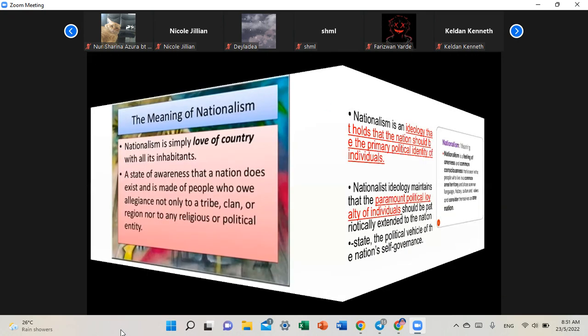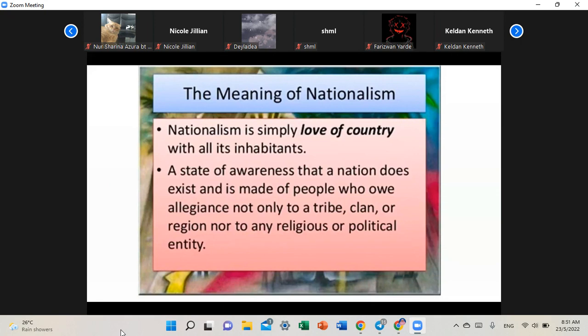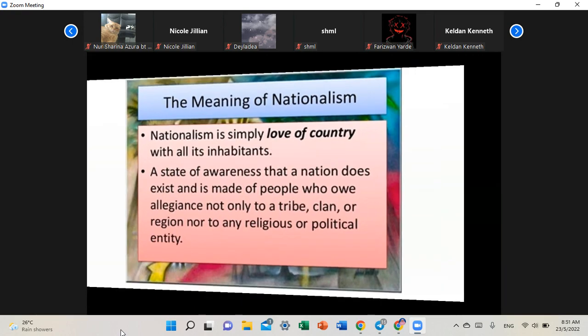Now let's look at nationalism. Nationalism is simply love of country with all its inhabitants. It is a state of awareness that a nation does exist and is made of people who owe allegiance not only to a tribe, clan, or region, nor to any religious or political entity. In other words, your loyalty to your country is bigger than your allegiance to your tribe or clan, which means patriotism. You look at your country as your number one priority, even surpassing your allegiance to your clan or region, religious or political entity. So that's nationalism.